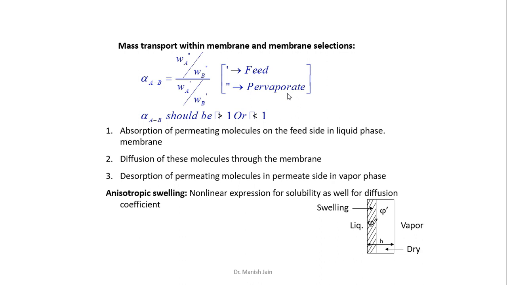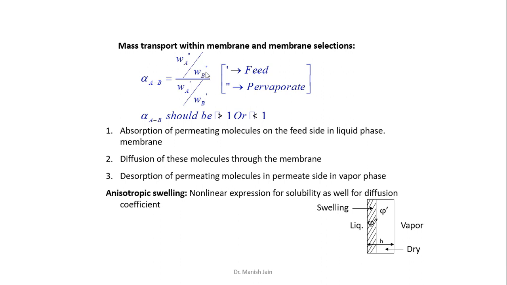Now, the mass transfer within the membrane in the pervaporation process. Here again we define a parameter similar to the one we defined in gas separation. Alpha is the separation factor, or selectivity, which is equal to w_A double dash divided by w_B double dash, divided by w_A dash divided by w_B dash. Here w_A double dash is the concentration of component A in the permeate side.